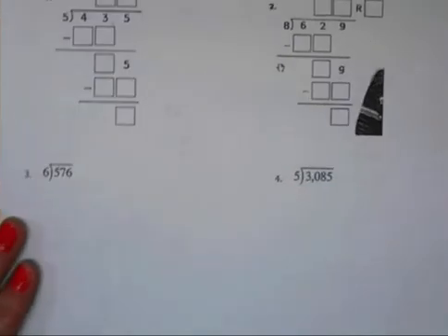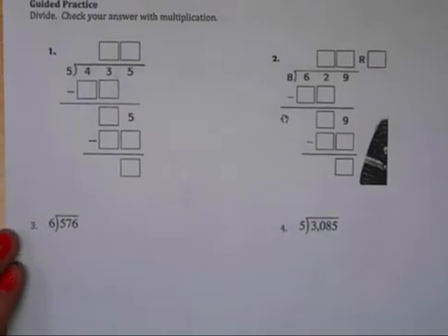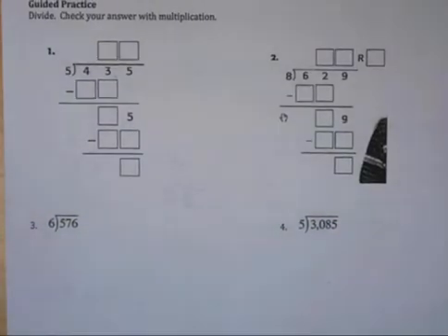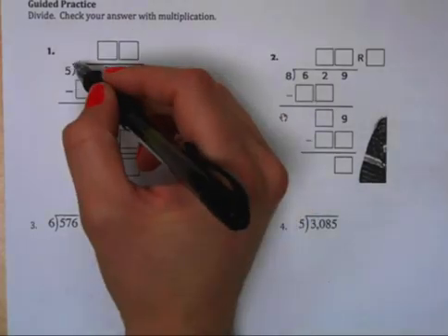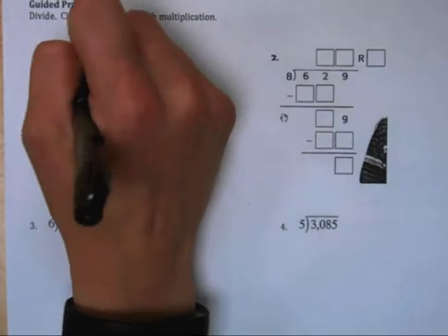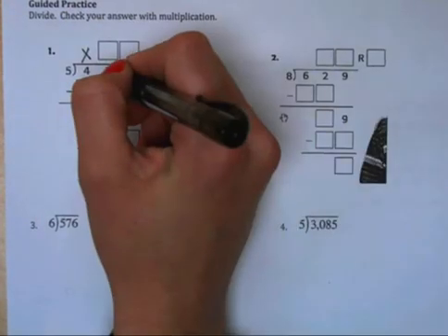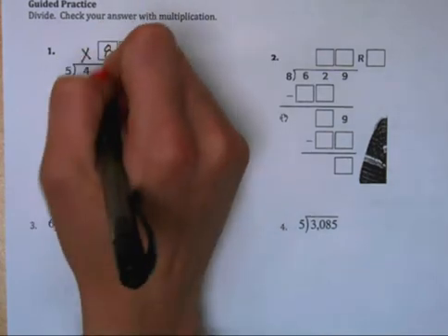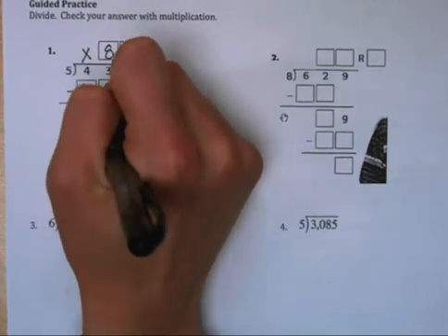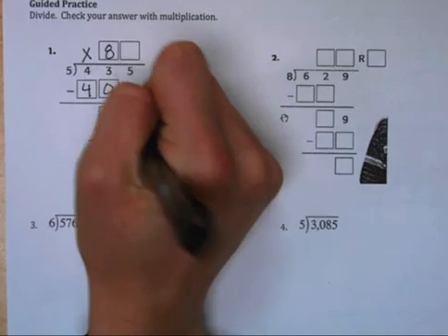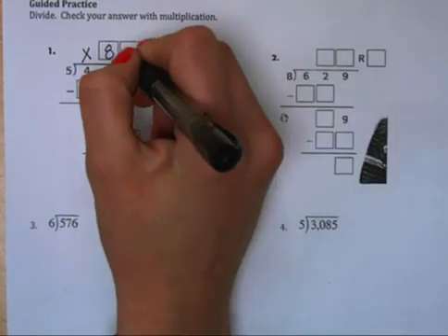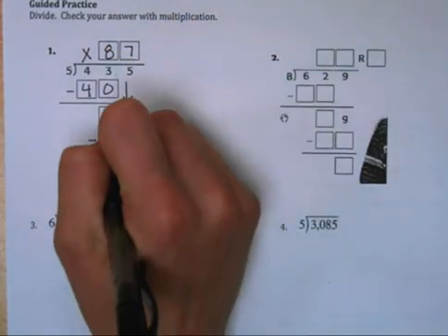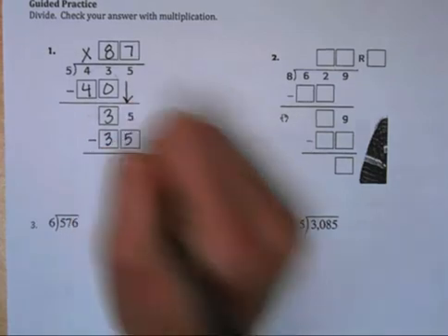Let's flip to page 14 of your packet. Let's do 2 guided problems together, and then I'll have you finish the rest on your own. So we have 435 divided by 5. 5 does not go into 4, so we move on to 43. 5 goes into 43 8 times. 5 times 8 is 40. We subtract, we have 3, bring down our 5, and we have 35. 35 divided by 5 is 7, so 35 minus 35 is 0.